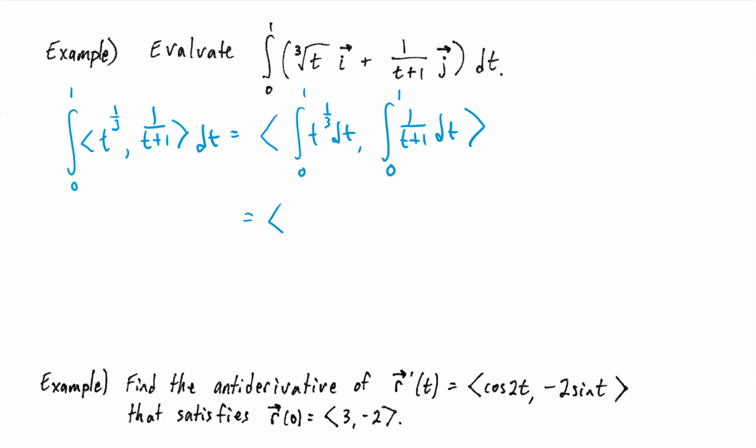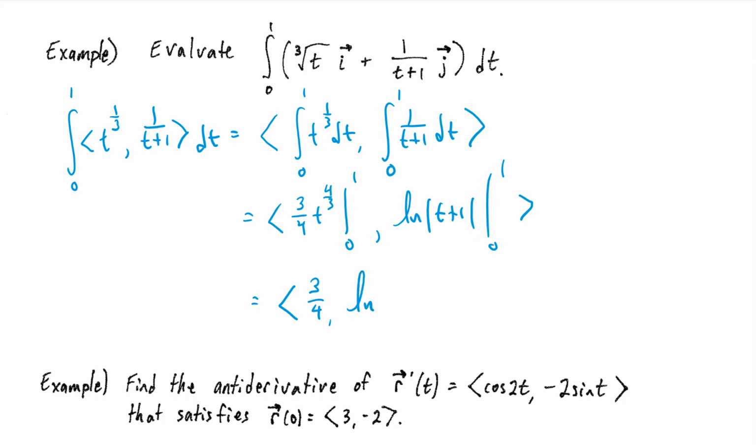So in this case, I would just be doing 3/4 t to the 4/3 from 0 to 1, and then natural log absolute value t plus 1 from 0 to 1, and I'm going to end up with the vector 3/4, natural log 2. So normally if you do the definite integral of a traditional function, the output is a constant, some real number. In this case, when you do the definite integral of a vector valued function, the output is just a vector in component form, but a constant. No variables.